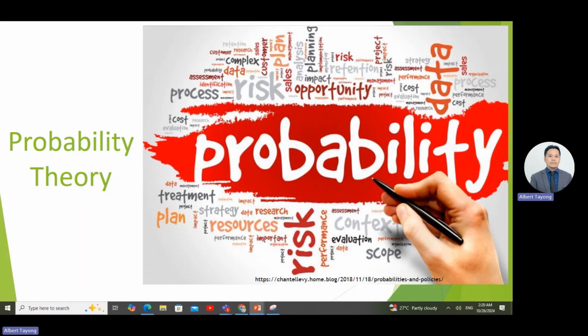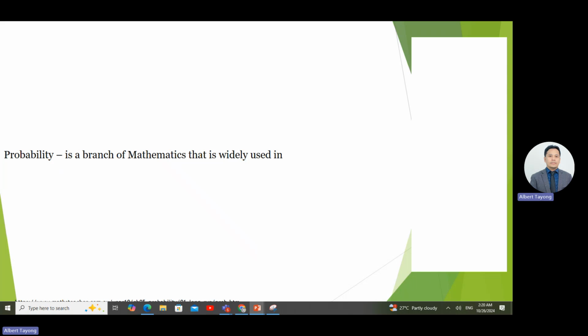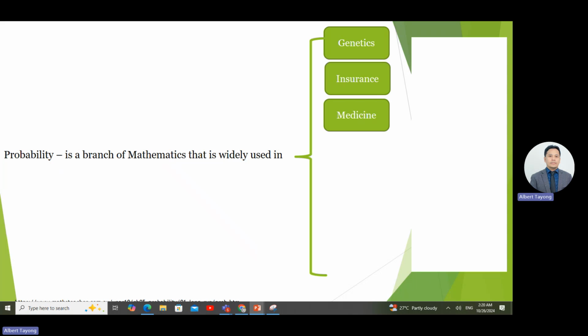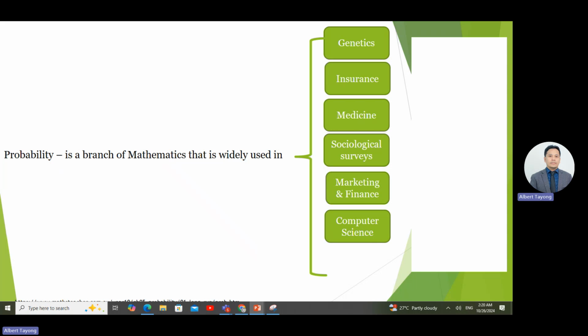Probability theory, actually. So what is probability? It is a branch of mathematics that is widely used in genetics, insurance, medicine, sociology, marketing and finance, computer science, and stock markets. In insurance, especially, most of the premiums are calculated based on probabilities. In terms of computer science and information technology, there are wide applications of probabilities.